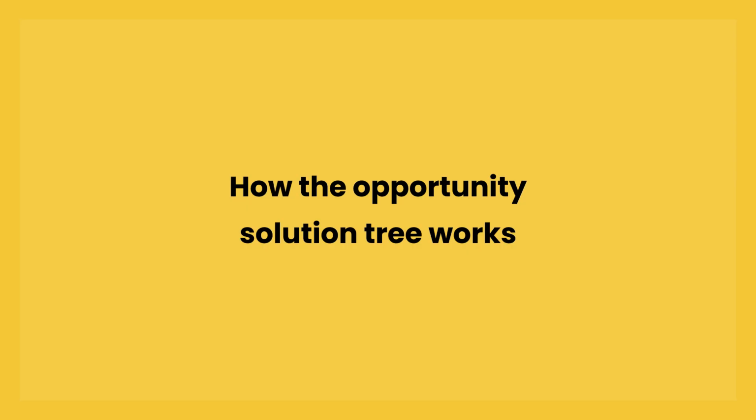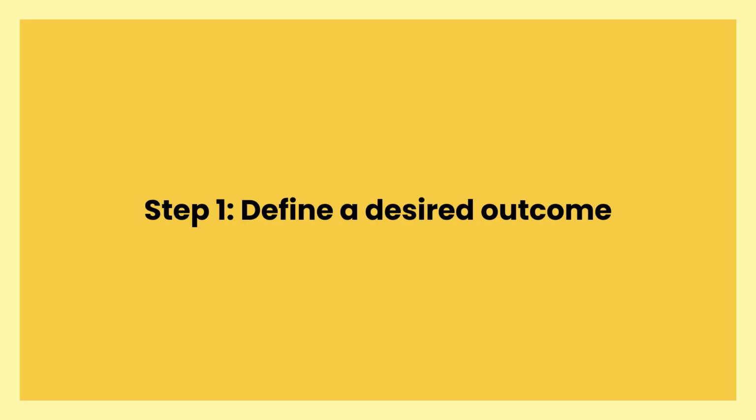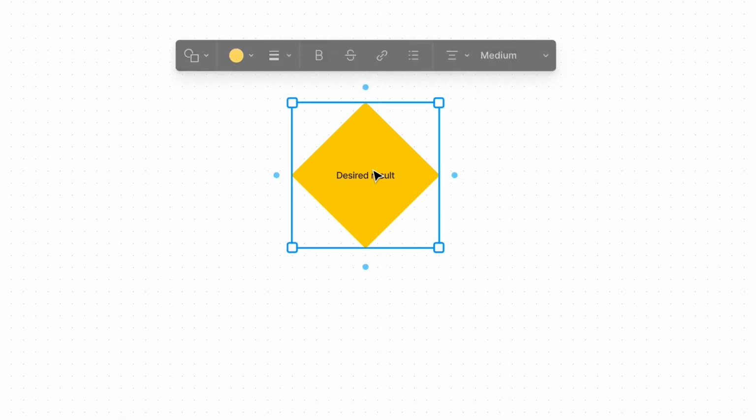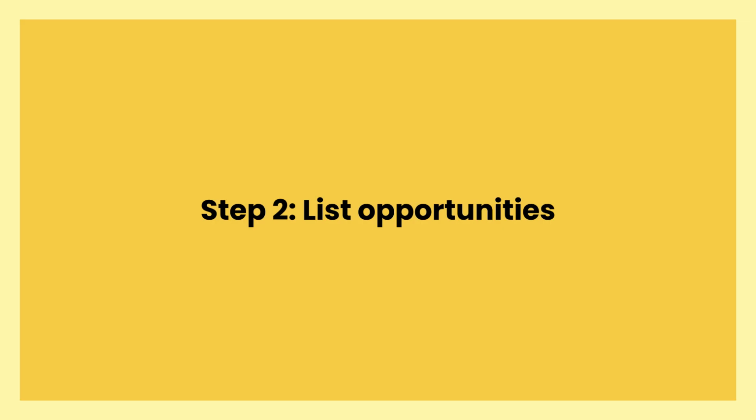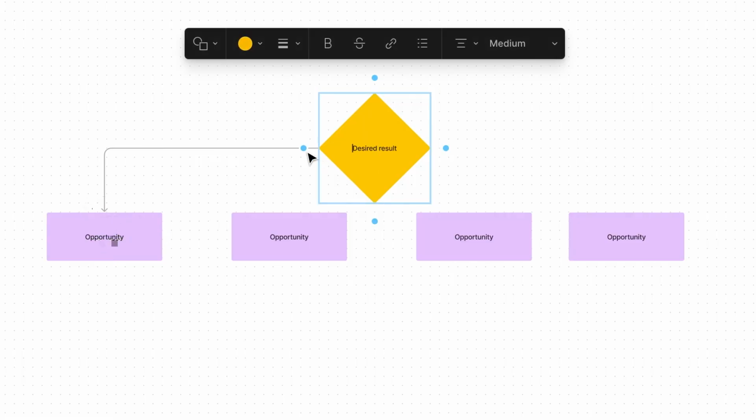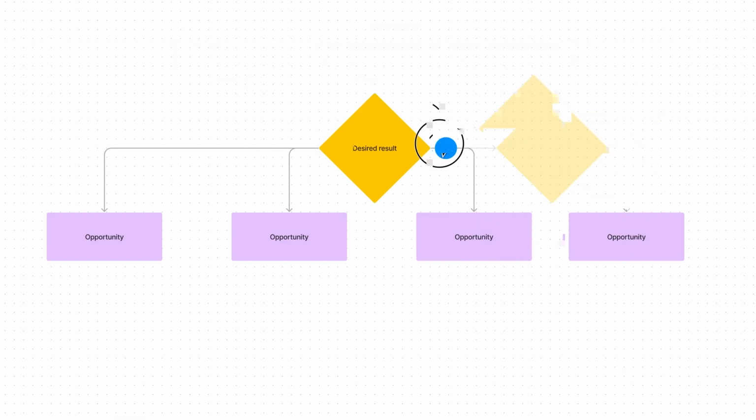How the opportunity solution tree works. Step 1. Define a desired outcome. Define the goal you want to achieve and how you're going to measure it. For example, your goal can be to double your revenue, generate 10x leads, or reduce the cost per lead. Step 2. List opportunities. Do research to learn more about your customers and what problems they are trying to solve. List out the various options or opportunities that you can pursue to achieve your desired outcome.